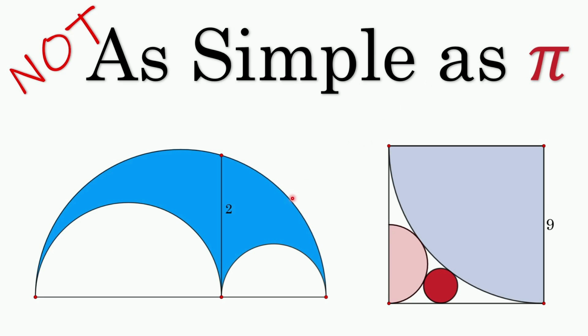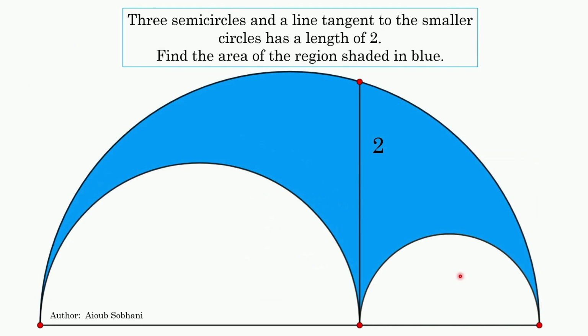So, in this video, we're going to do this problem on the left with this semicircle that has two smaller semicircles inside of it. I'll leave the other one as a bonus at the end, and I'll tell you where you can find out how the solution for that one could be found. But for now, let's dive into the problem we're going to do.